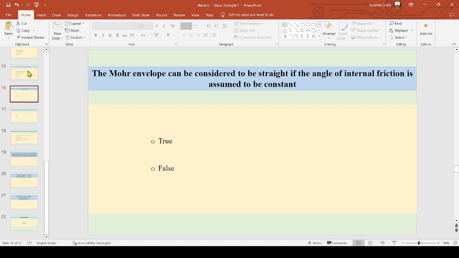I repeat the question once. The Mohr envelope can be considered to be straight if the angle of internal friction is assumed to be constant. Is this statement true or false? I'll go to the next question.